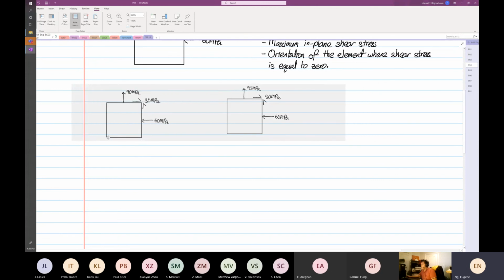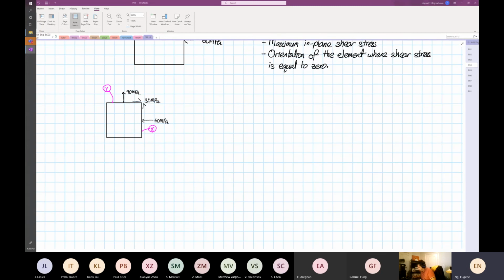So whenever we have an element, right, the first thing we do, as usual, we're going to label this as x, and we're going to label this as y. Okay, and then we're going to construct our Mohr circle. Okay, so now this one is a combined normal stress and shearing stress. Is by no means more difficult.